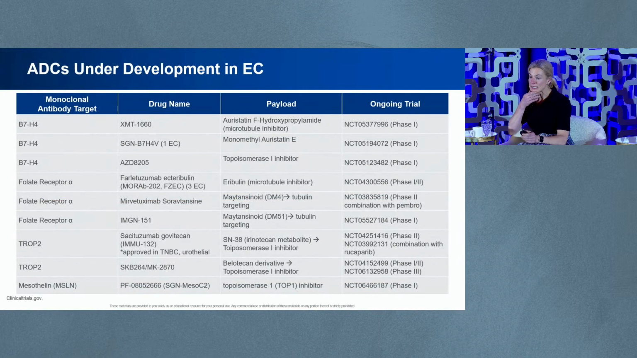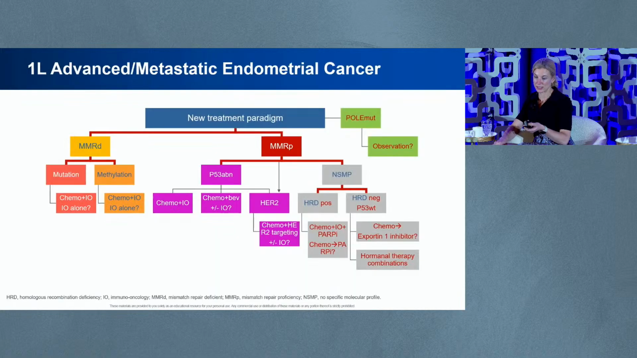Okay, so what else is under development? We have lots of different ADCs under development with different targets: B7H4, folate receptor alpha, TROP2, mesothelin. This is not an all-inclusive list, just some examples of phase 1, 2, 3 trials that are ongoing, and new options that we'll have available to our patients.